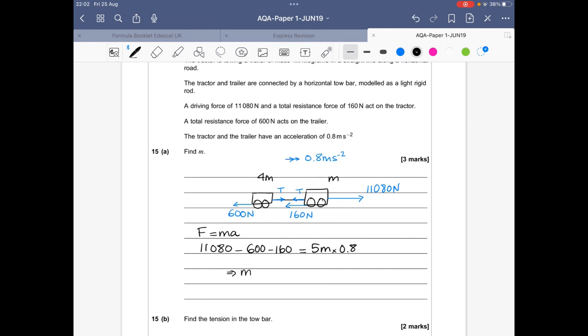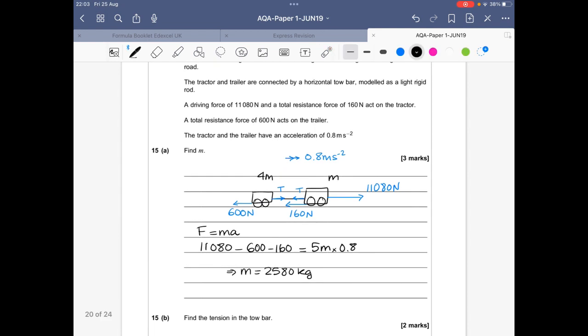So the value of m is going to be 180 kilograms. They are asking us for m, the value of m, so we don't need to find the mass of the trailer, for example. So this is the answer.